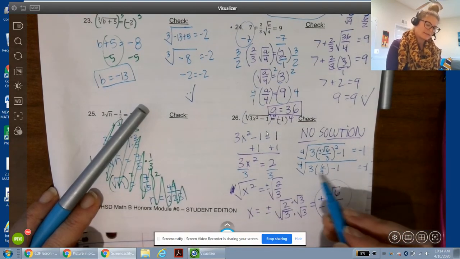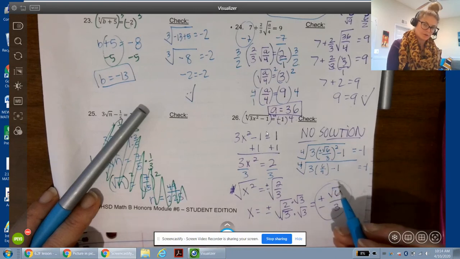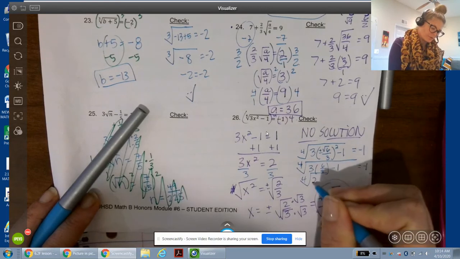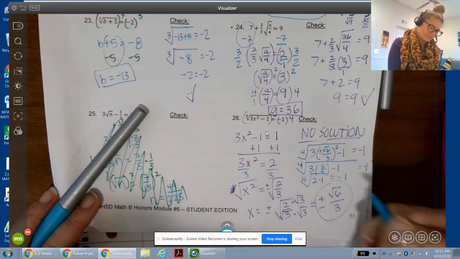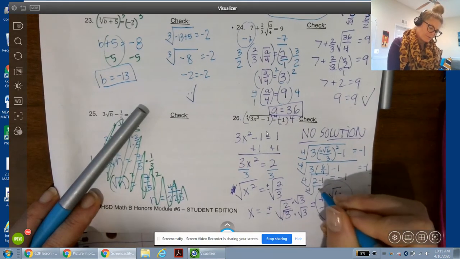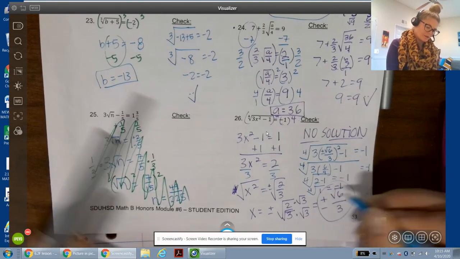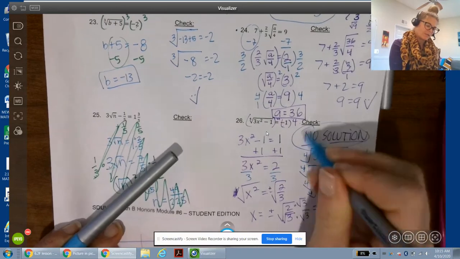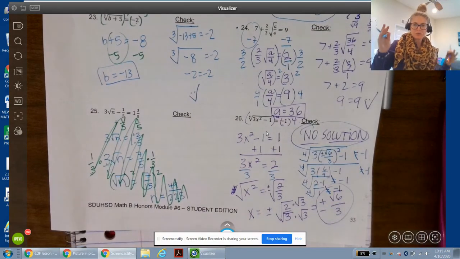Well, 6/9 is really 2/3. 2/3 times 3 is 2. So this is the fourth root of 2 minus 1, which should equal negative 1. Well, is the fourth root of 1 equal to negative 1? No. So that's a false statement. So again, we're confirmed that this is no solution.